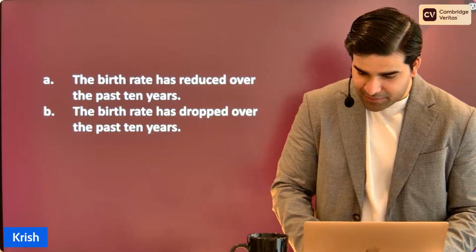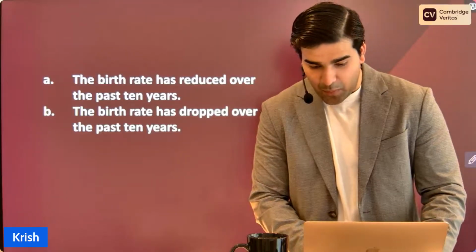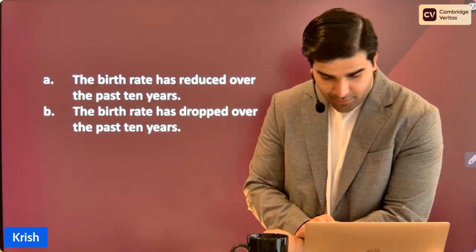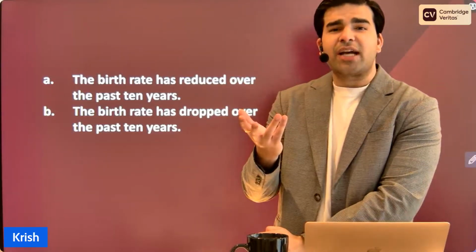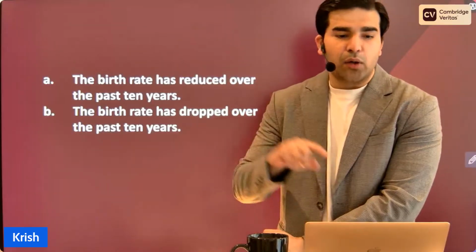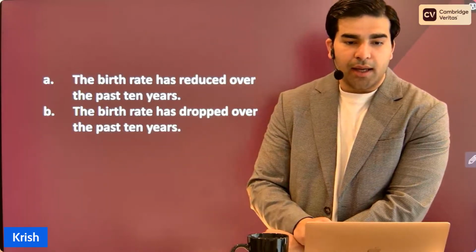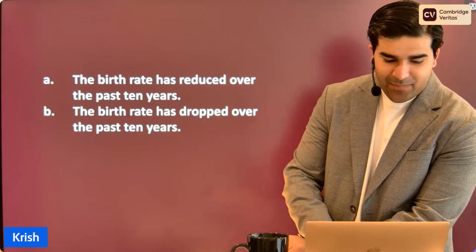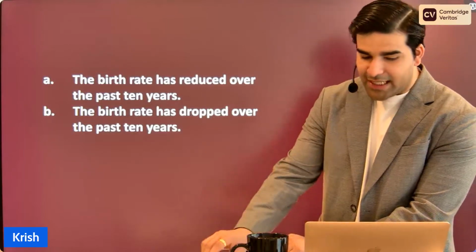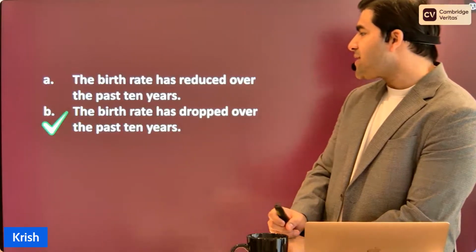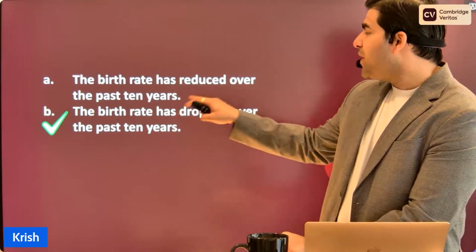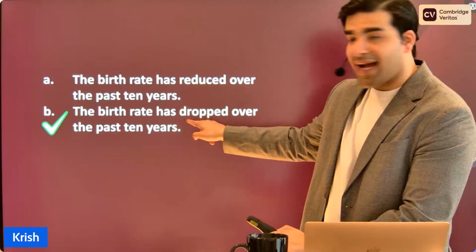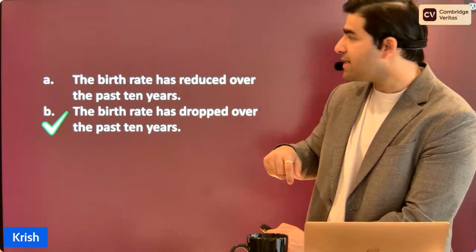Priya says B. Thank you. Dropped it is. Do you guys have any idea why exactly we use drop and not the other one? Any particular reason? What do you think that could be? The correct answer is, let's have a look. The correct answer is dropped. The birth rate has dropped. Why is it not has reduced? Why is it has dropped? That's what we're going to be looking at in this lesson.